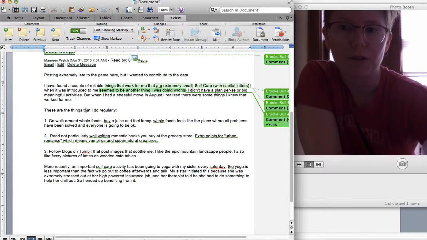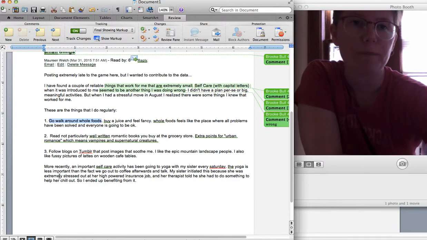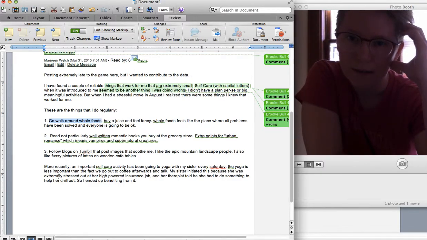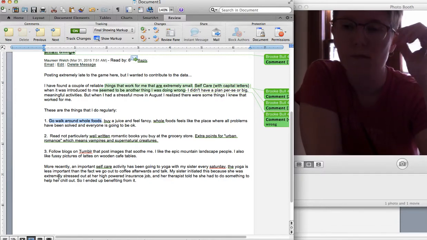So I would continue to go through this document, and then down here in her numbered things, there are these actions. Go walk around Whole Foods, I would code that. Read romantic books that are not written well, I would code that. Follow blogs, I would code that. And those would probably all nest under an axial code of little s self-care activities.